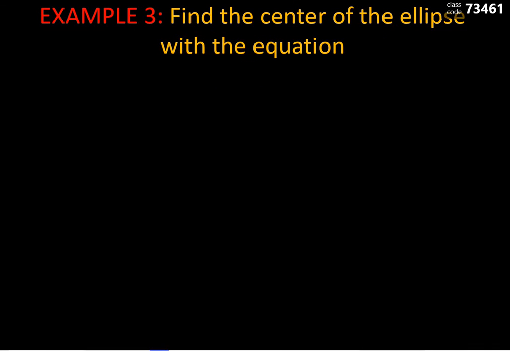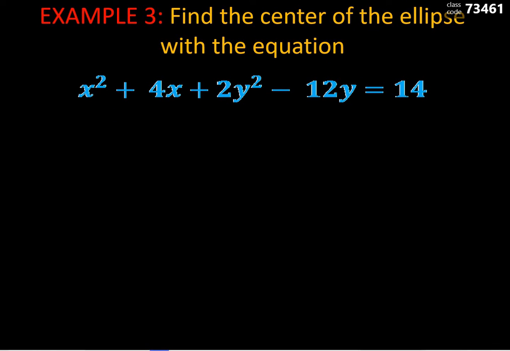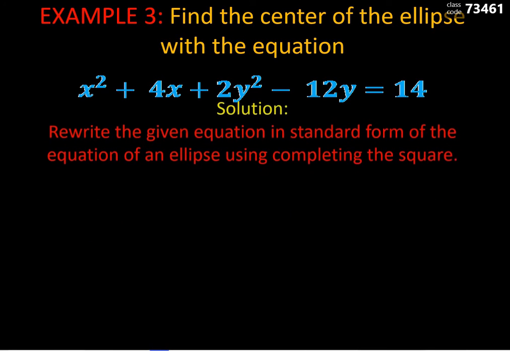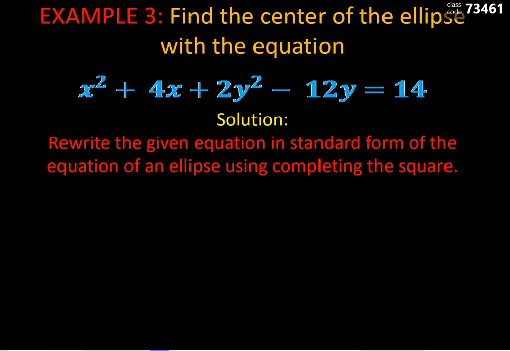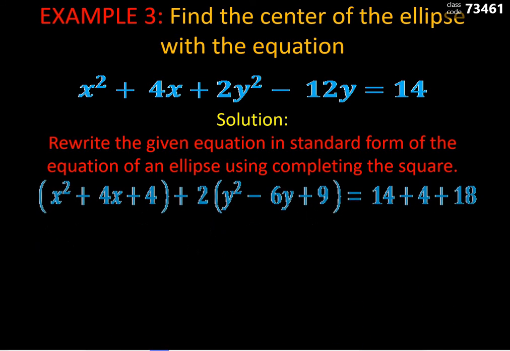Okay, so let's have example 3. Find the center of the ellipse with the equation x squared plus 4x plus 2y squared minus 12y equals 14. All you need to do is rewrite the given equation in the standard form of the equation of an ellipse using completing the square.